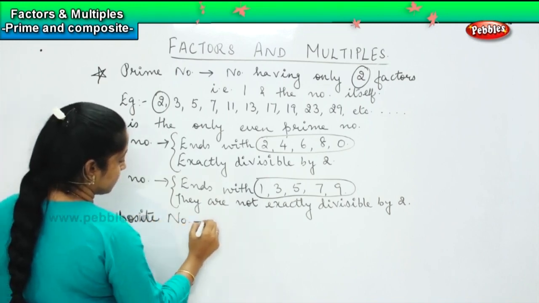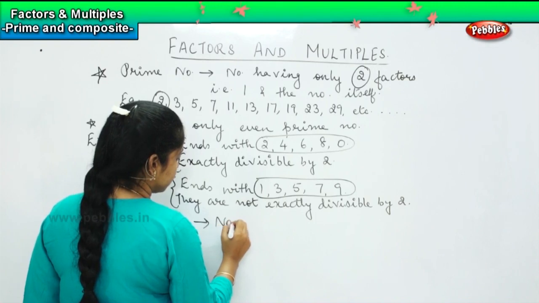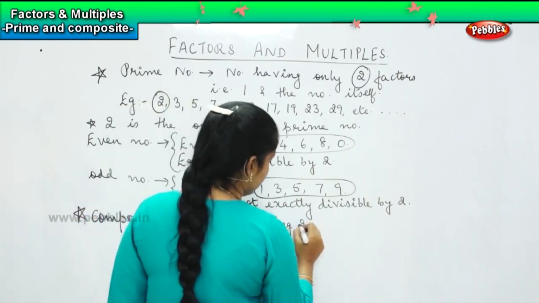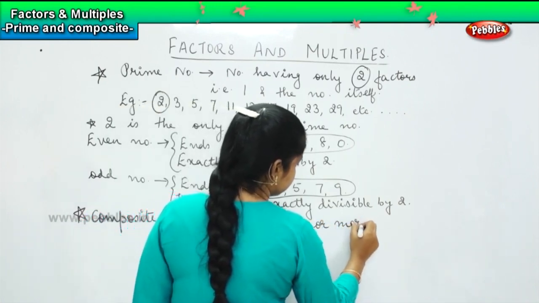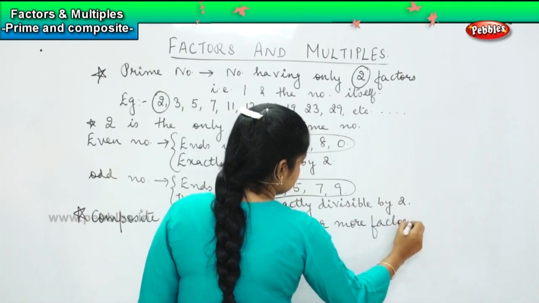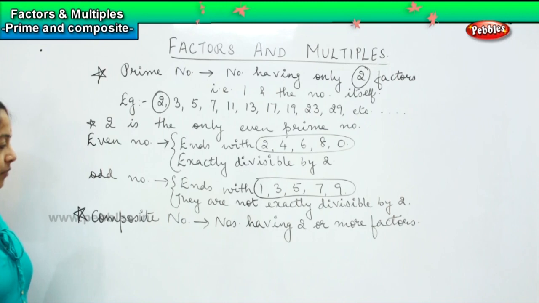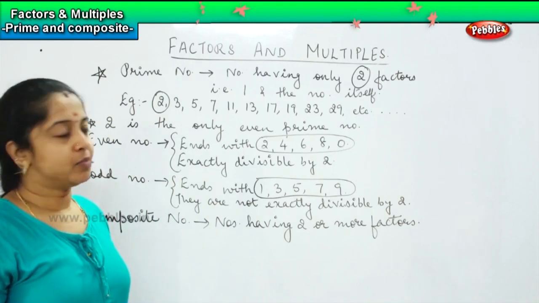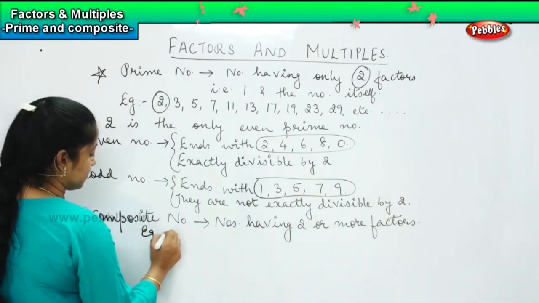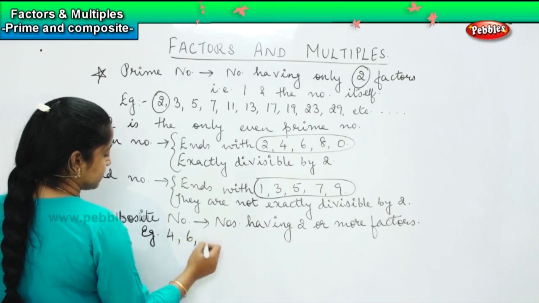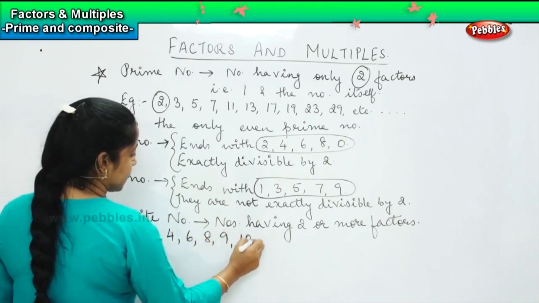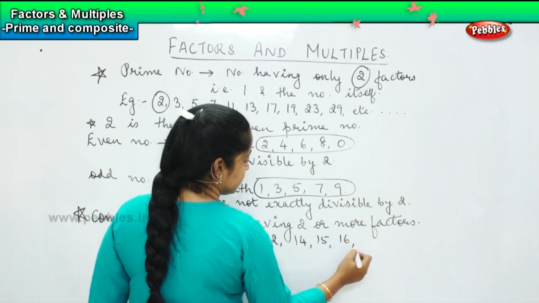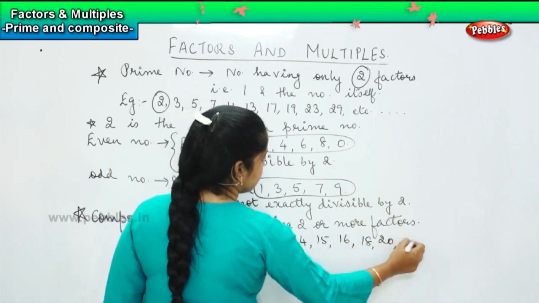Now, the next thing that we will be learning here is the composite number. So what do you mean by composite number? So composite numbers are the numbers having two or more factors. Okay. So those numbers which have two or more factors are called as my composite numbers. So for example, 4, 6, 8, 9, 10, 12, 14, 15, 16, 18, 20, and the list goes on.